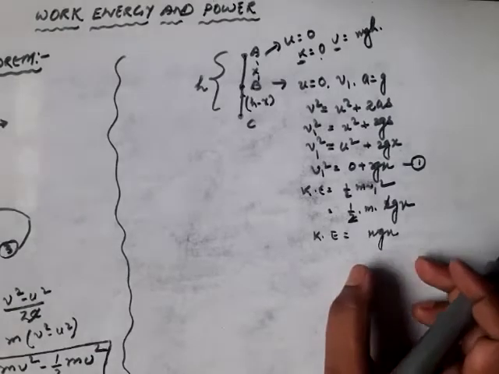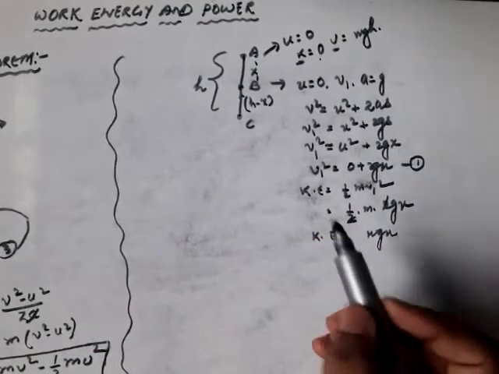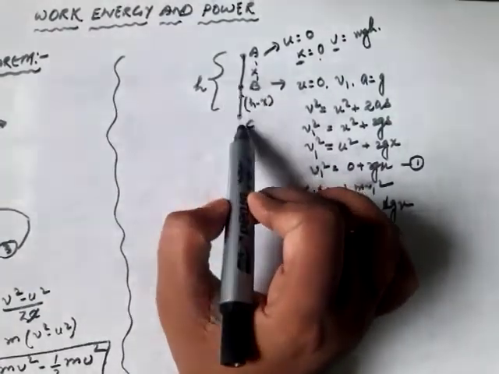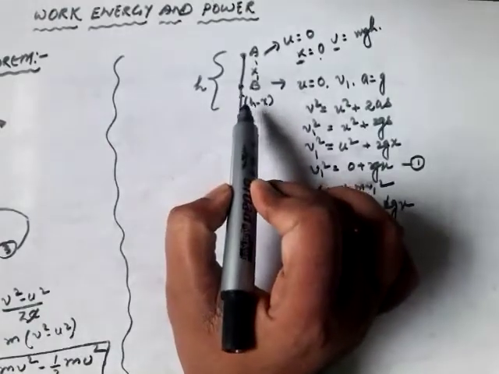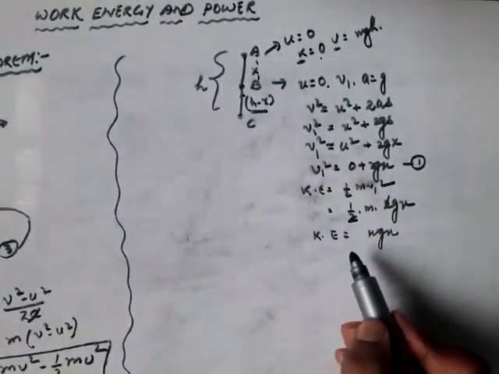Now we are able to find the potential energy at point B, because it has some height from the ground, and its height will be h minus x here.